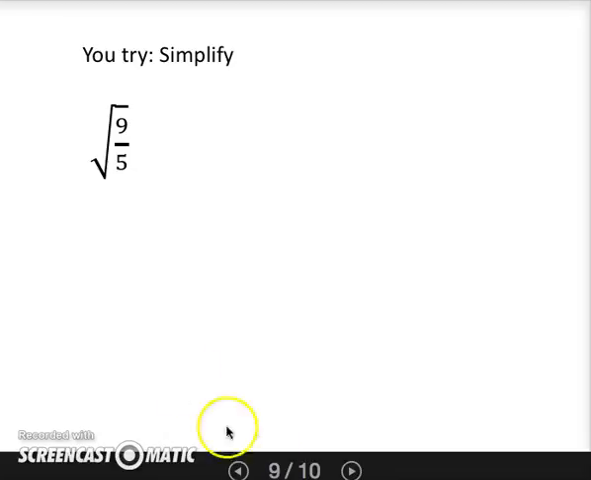And just a hint for you, if we have a fraction inside of a radical sign, we can break it up into a fraction with one radical on top and one radical on the bottom.